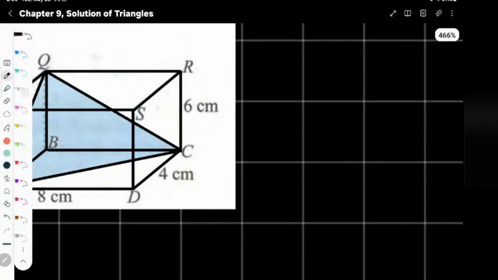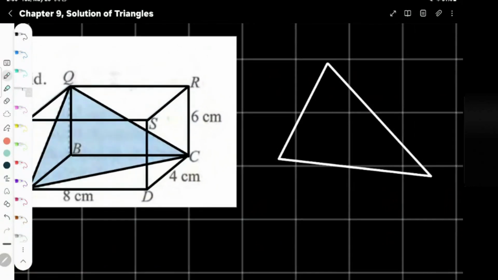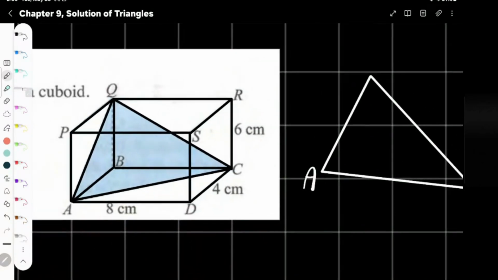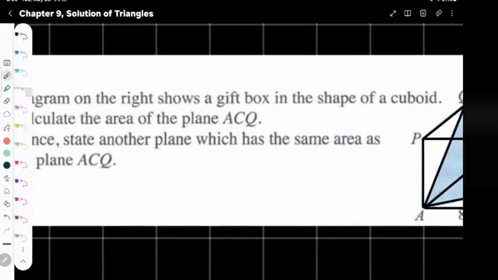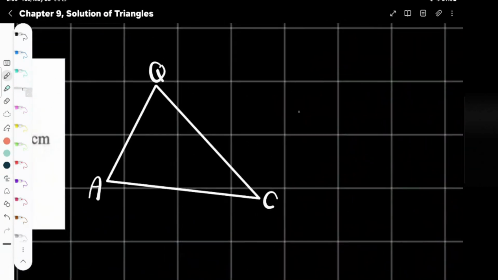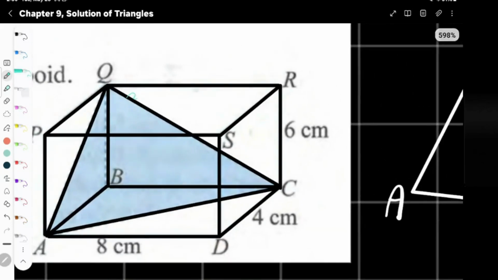So this area of the plane, if you were to draw it, it will be like this. So this will be A, this will be Q, this will be C. To find the area of the plane, there's only one way to find it, the formula, which is 1/2 ab sin C. This is the formula for the area. So what can we do here? First of all, just focus on the back plane here, the QBRC plane. So the back part here.